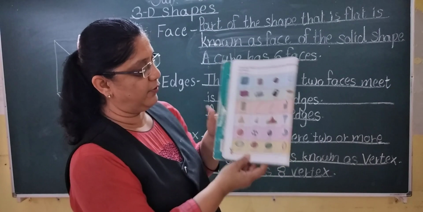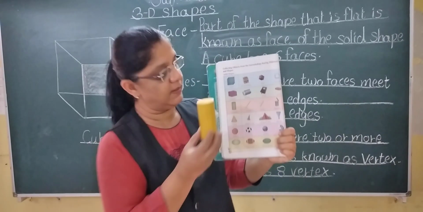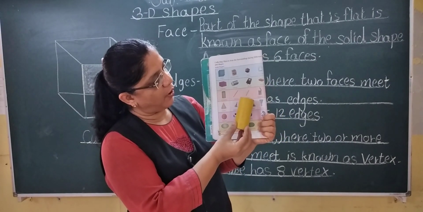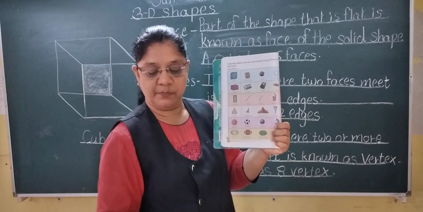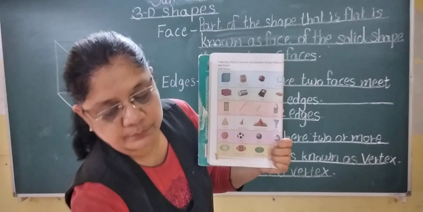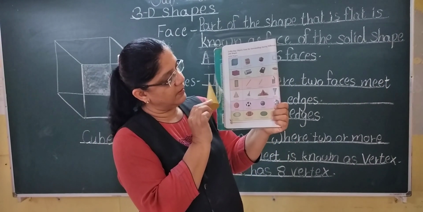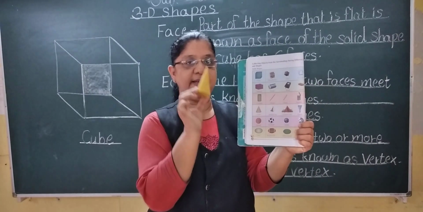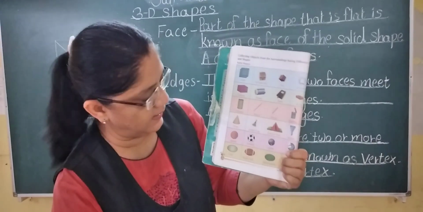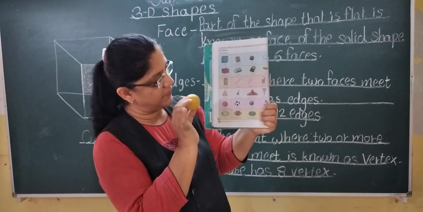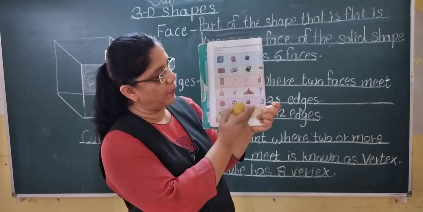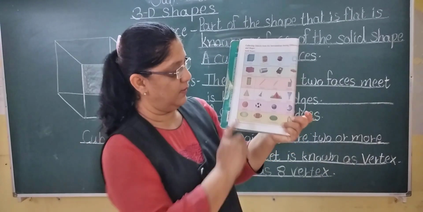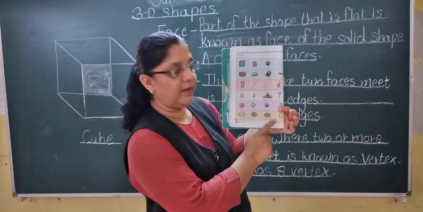Now the next is cylinder shape. See the examples: pencil, straw, and dustbin. Now the next is cone. See the cone shape. The examples: joker's cap, tent, and funnel. Now the next is sphere. See the examples of the sphere: football, globe, and marble. Now next is oval. See the rugby ball, watermelon, and mirror.